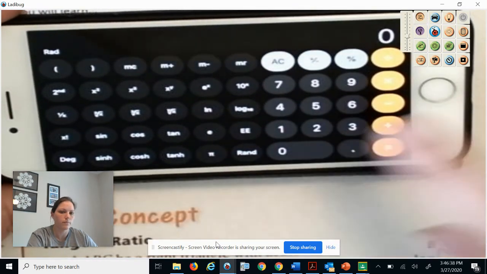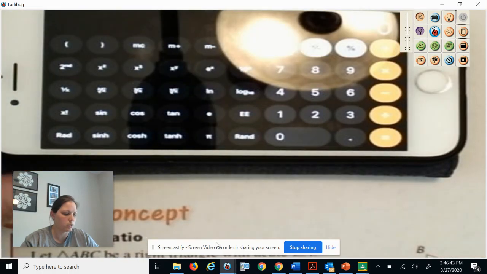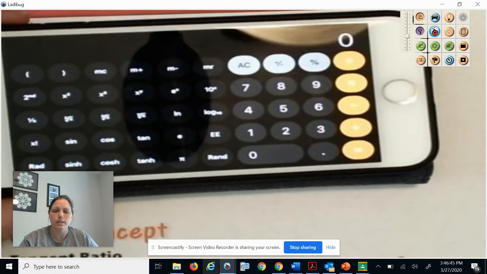We'll play with that. That's making me nervous. It says rad up there. We want it in degrees. Okay, we'll play with that in a minute.